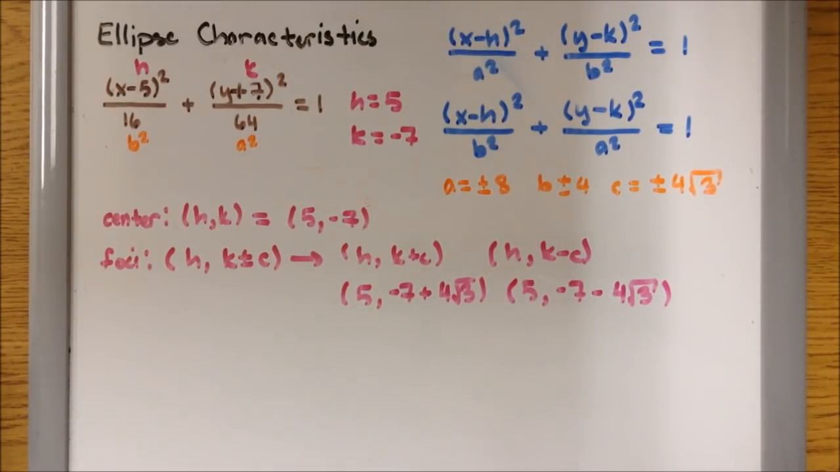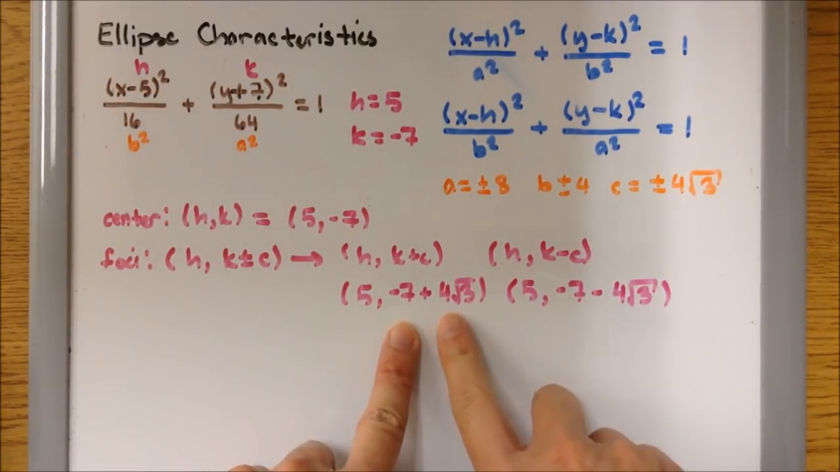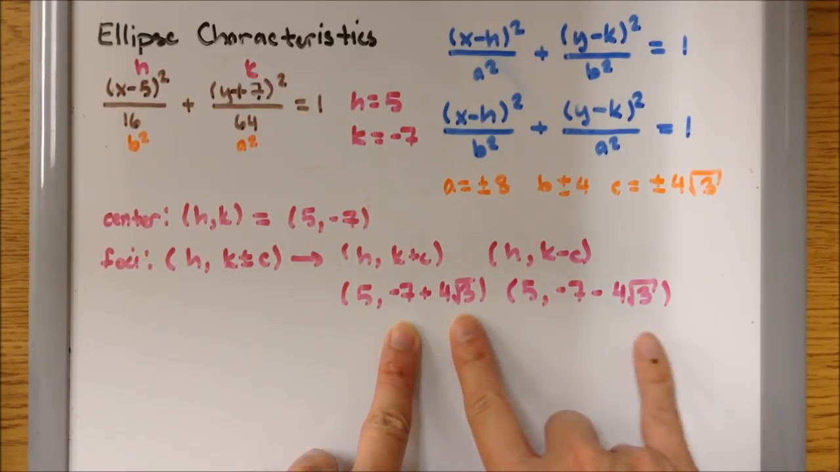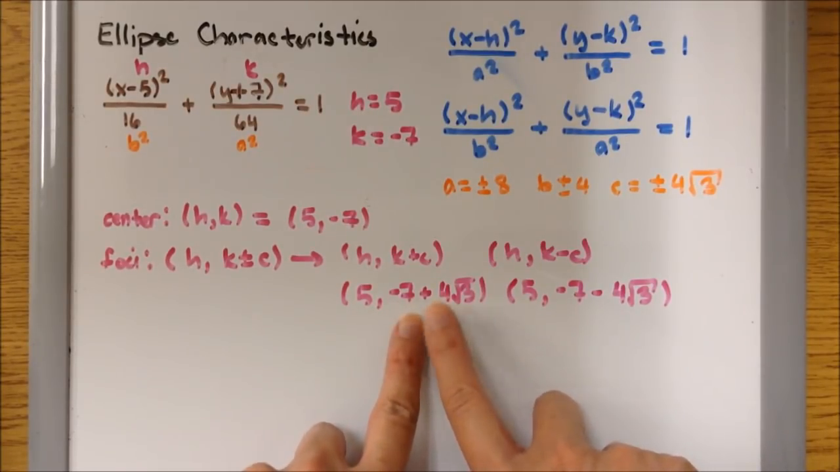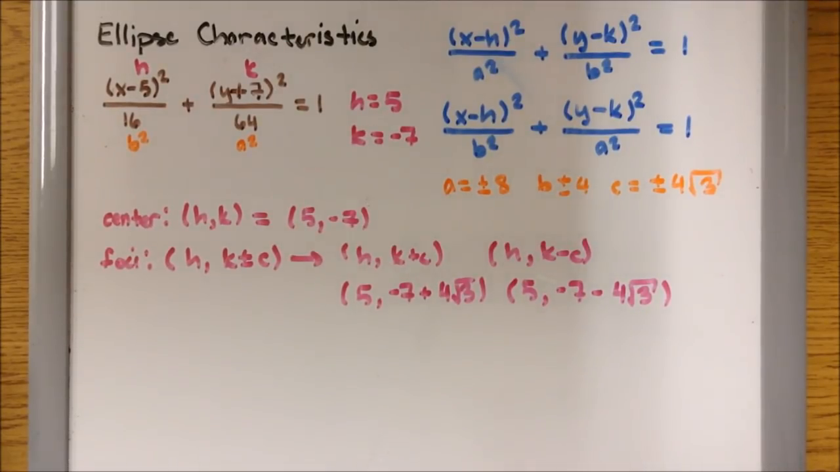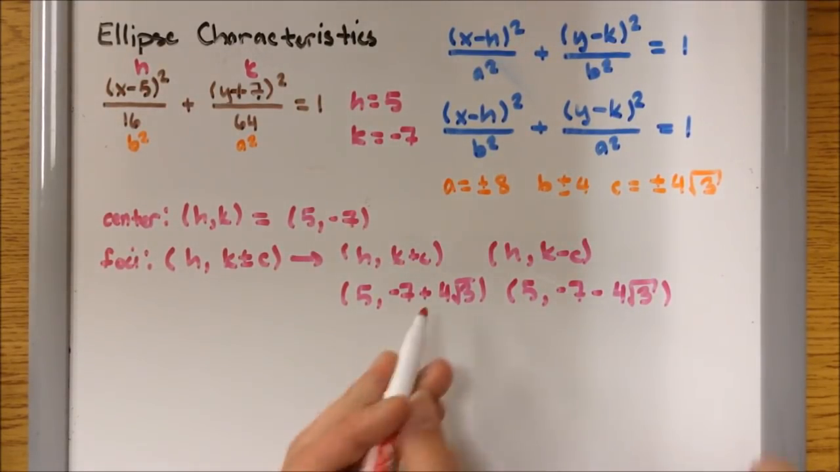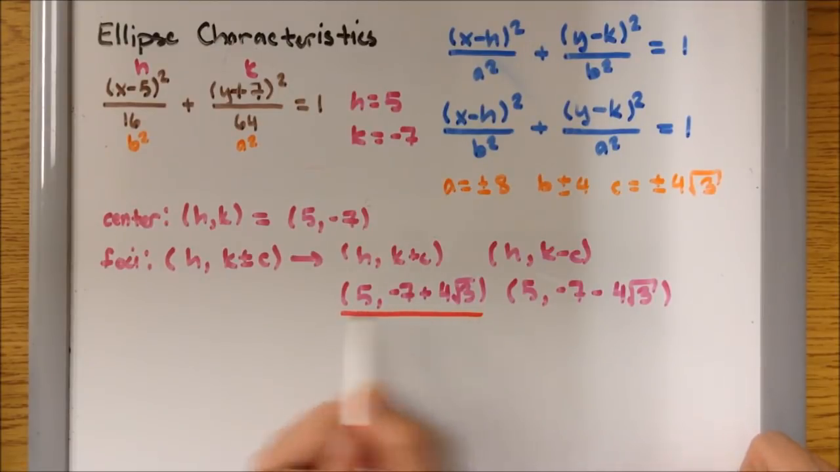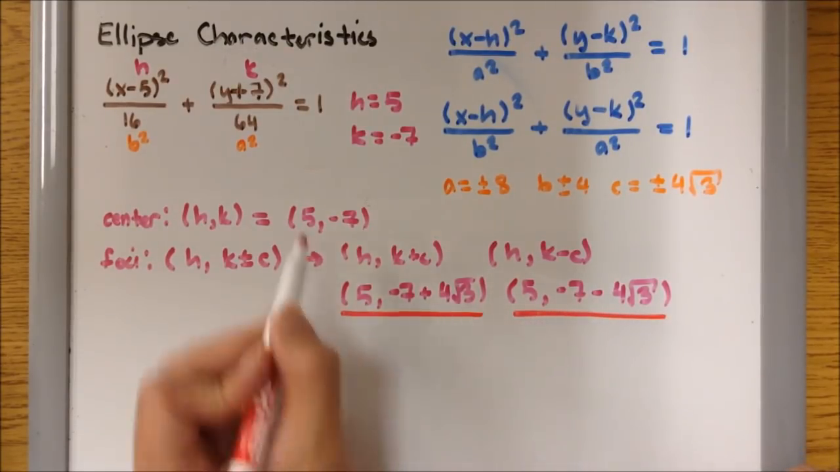Since we have a whole number with a radical here, I'm just going to leave it as negative 7 plus 4 square root of 3, and negative 7 minus 4 square root of 3. So I'm going to leave it like that. And then this is our foci.